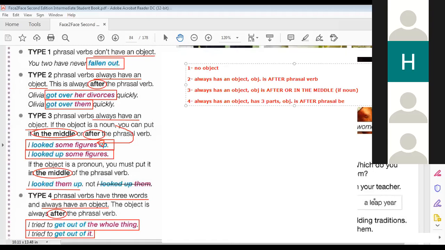Is it clear? Do you get the idea? The different types of phrasal verbs that we have? Yeah. Yes.